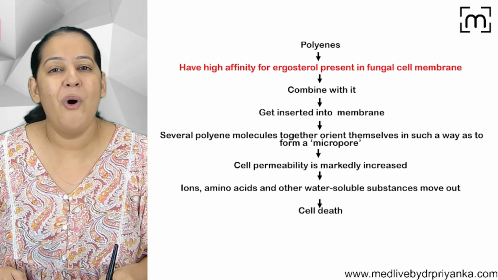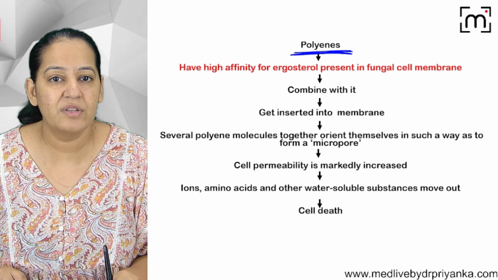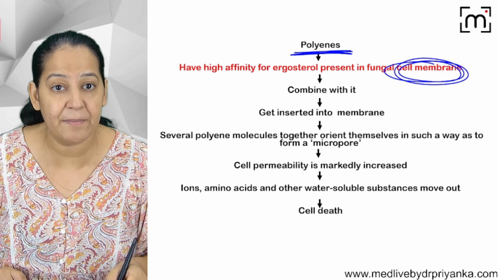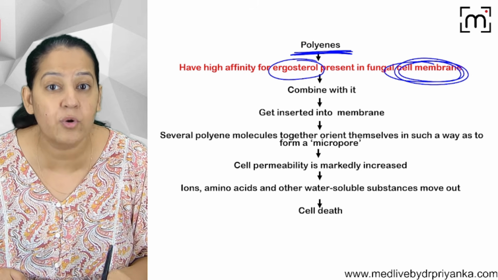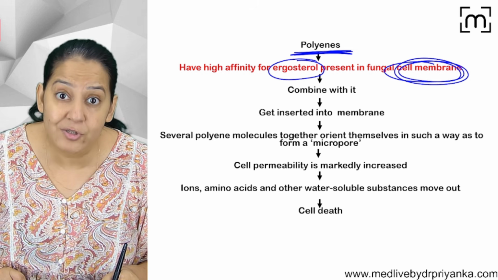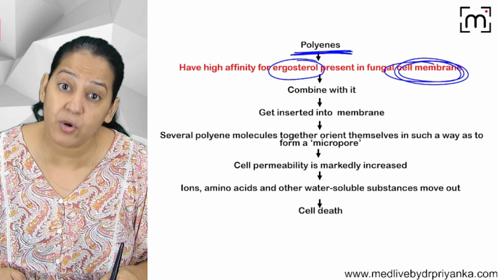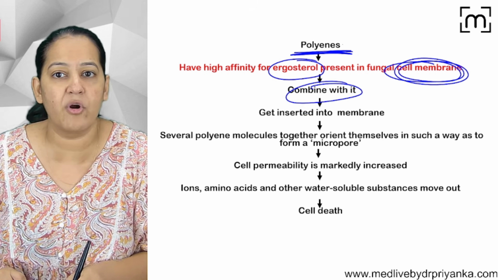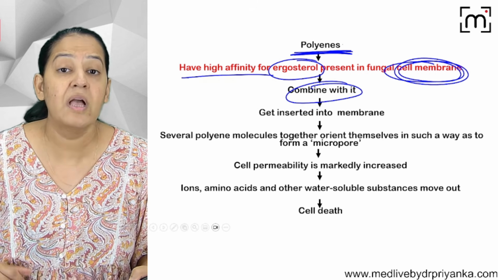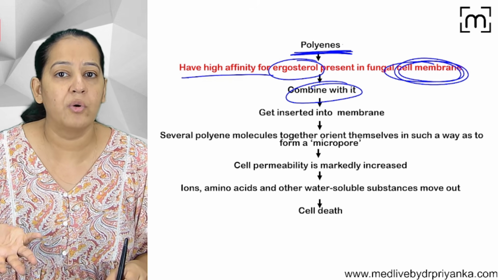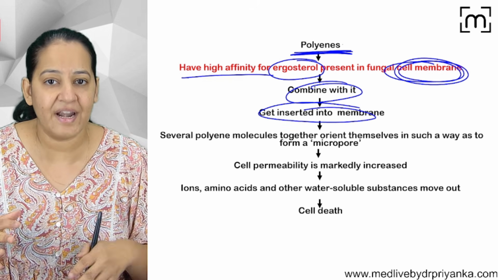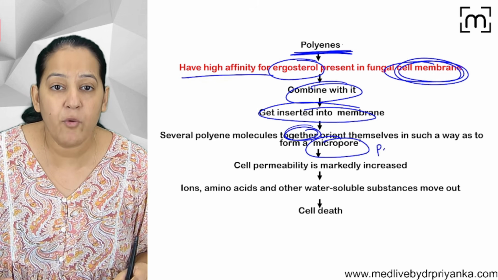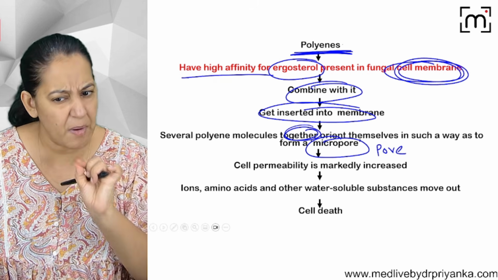Mechanism of action. All polyenes, what do they do? They go to the cell membrane of the fungus. The cell membrane is made up of ergosterol. Human membrane has cholesterol. Fungus cell membrane has ergosterol. They go and bind with the ergosterol. Polyenes combine with the ergosterol because they have high affinity for the ergosterol. After combining with ergosterol, they get inserted in the membrane and they orient the ergosterol in such a way that they form a pore. They form a micropore in the membrane. They form multiple small pores.